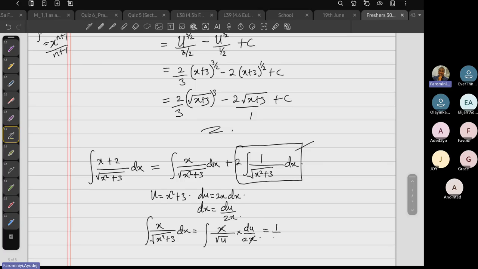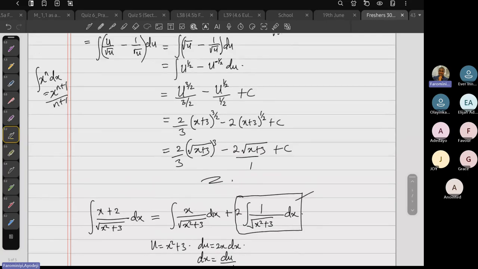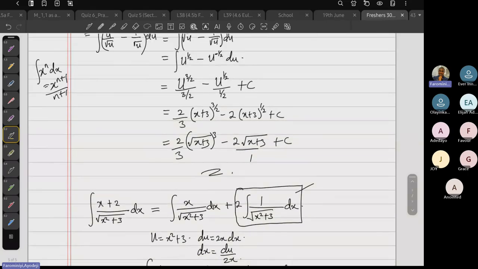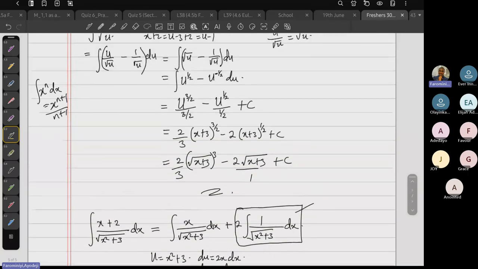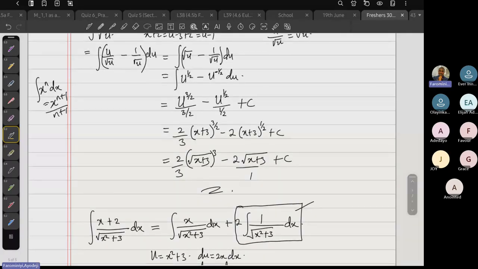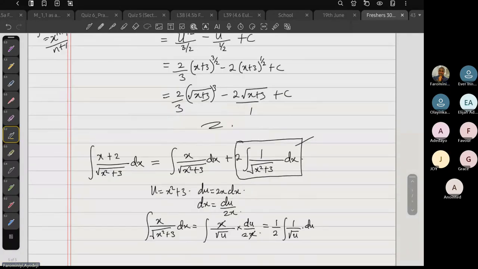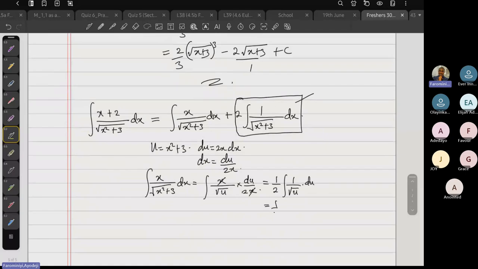We are going to be left with 1 over 2 integral of 1 over square root of u times du. And we have done the integral of 1 over square root of u. It is 2 square root of u. So this is 1 over 2 times 2 square root of u plus c. So that will be square root of u plus c, which is square root of x squared plus 3.